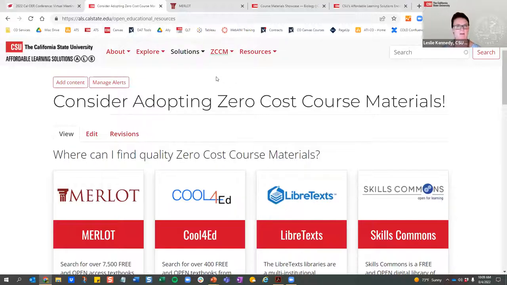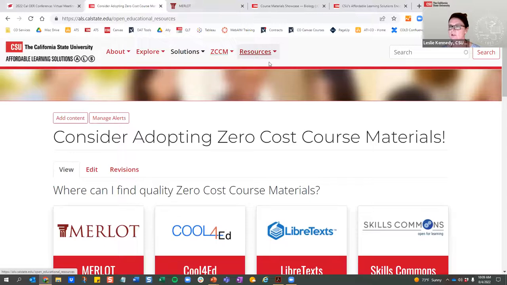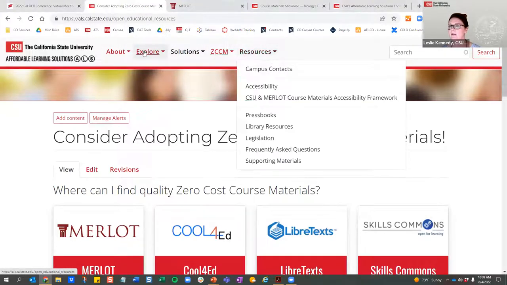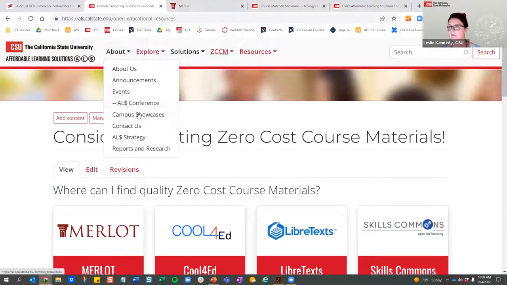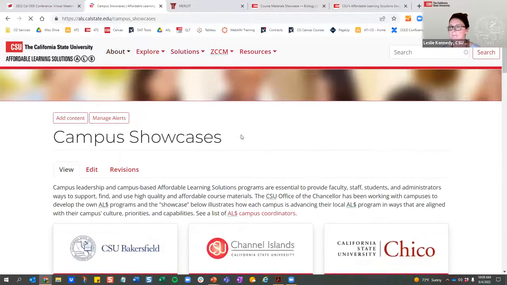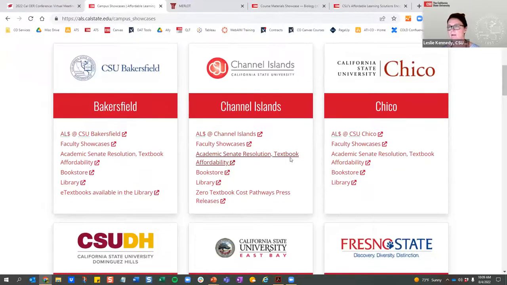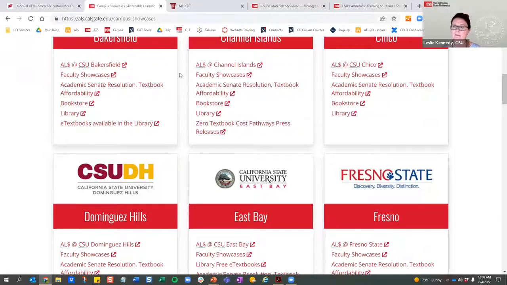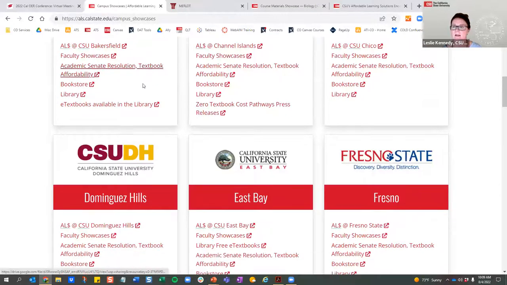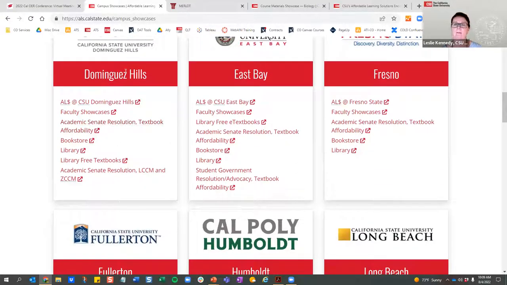The system, the Cal State Chancellor's Office, funds the campuses, and has for years, the Affordable Learning Solutions Initiative. And so you can see across the cross-section of campuses who are participating, every campus selects a coordinator. They have to create a website that is an ALS website. If they have faculty showcases, we highlight them. We also require, and each one of these campuses can apply for funding from a small pot of money that the CSU provides.